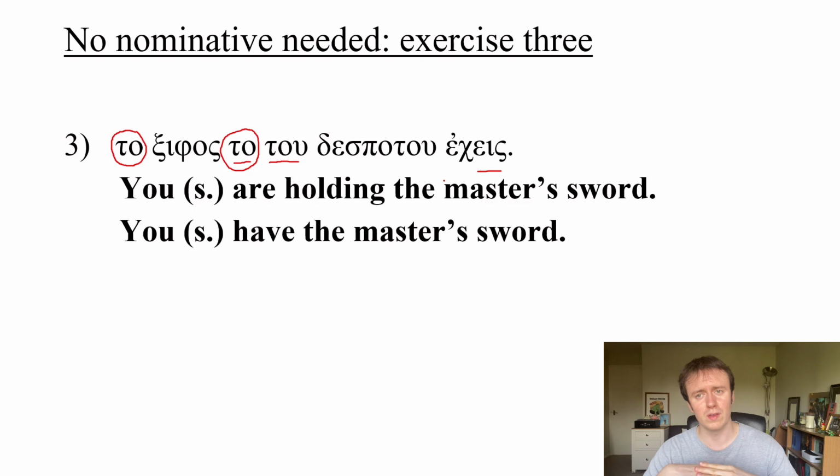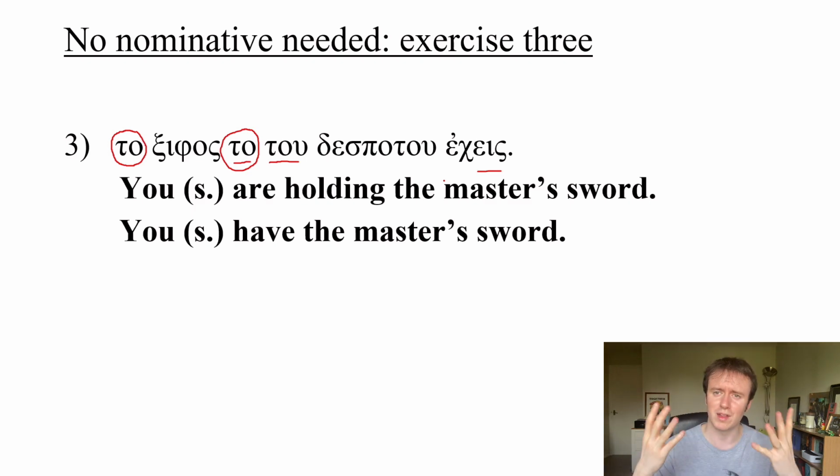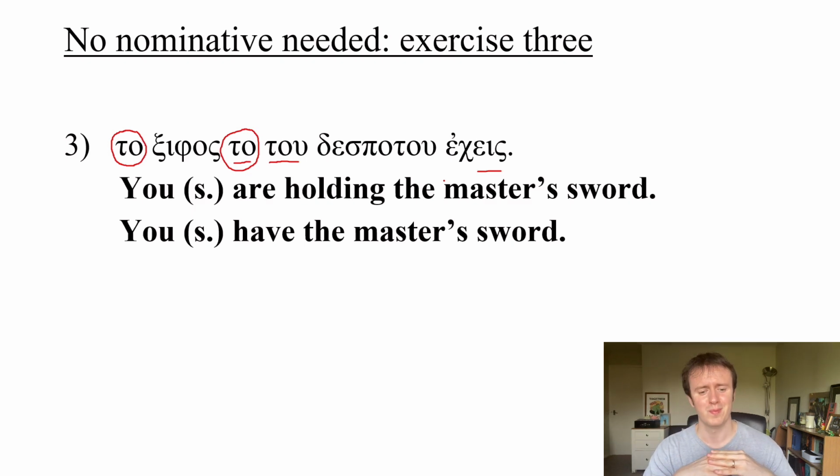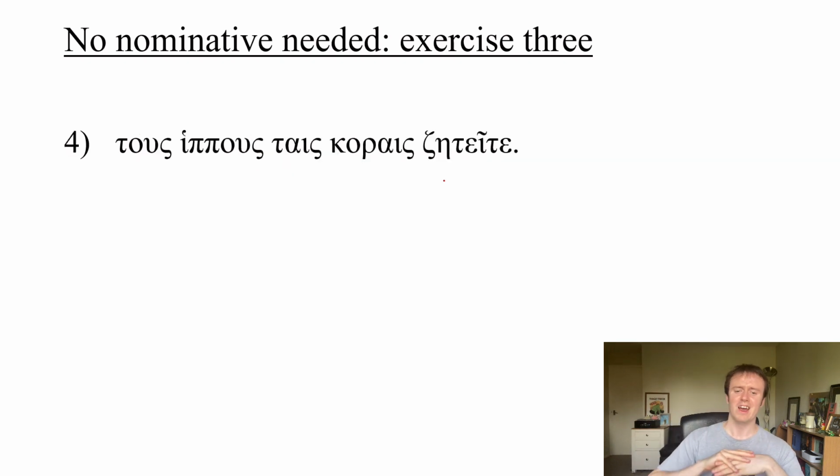You could say you are holding the sword of the master. That would also be fine. But ideally, we want to make it sound natural and use apostrophe S. Okay? Brilliant. Let's go on to number 4. Number 4 was tous hippous tais korais zeteite.